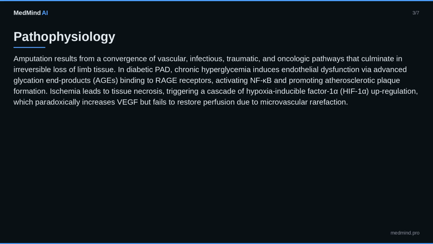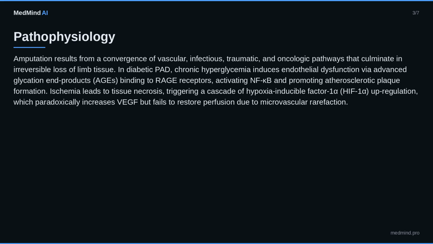Pathophysiology. Amputation results from a convergence of vascular, infectious, traumatic, and oncologic pathways that culminate in irreversible loss of limb tissue. In diabetic PAD, chronic hyperglycemia induces endothelial dysfunction via advanced glycation end products, AGEs, binding to RAGE receptors, activating NF-kappa B, and promoting atherosclerotic plaque formation. Ischemia leads to tissue necrosis, triggering a cascade of hypoxia-inducible factor 1 alpha, HIF1 alpha, upregulation, which paradoxically increases VEGF but fails to restore perfusion due to microvascular rarefaction.